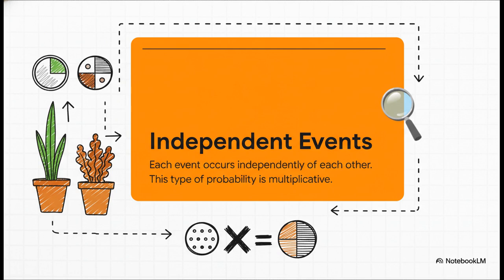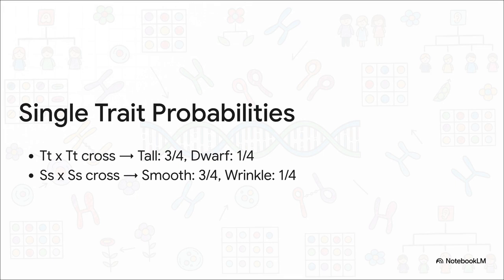And here's the other cheat code. AND means multiply. So, to set us up for the grand finale, let's just lay out the individual probabilities we'll need. From that heterozygous cross for height, the odds of a plant looking tall is 3/4, and the odds of it being a dwarf is 1/4. And for a similar cross with seed texture, the odds of smooth seeds is 3/4 and wrinkled is 1/4. These are our building blocks.